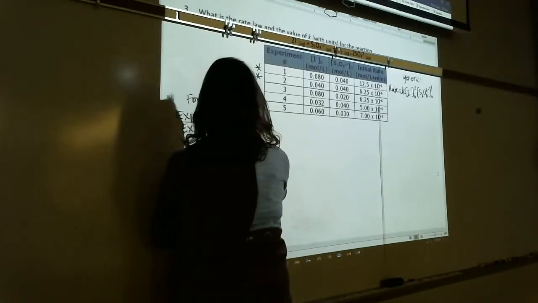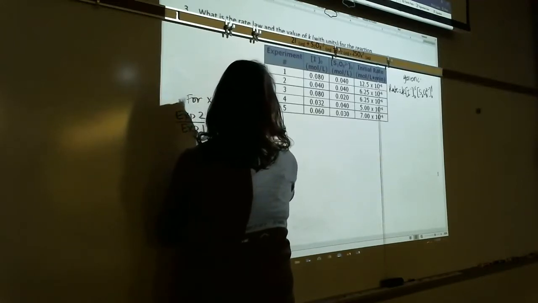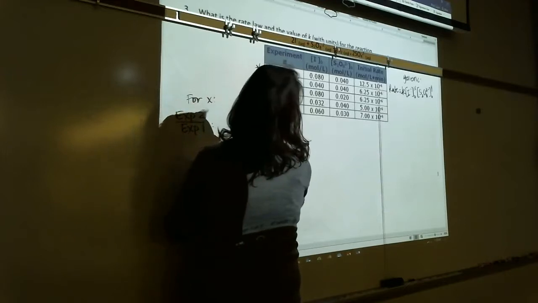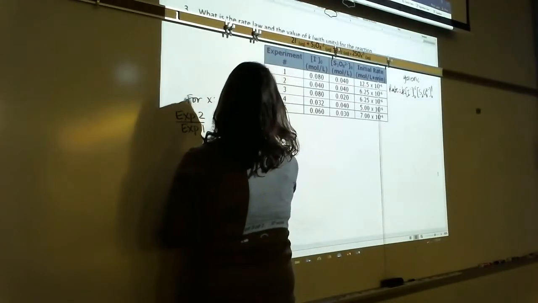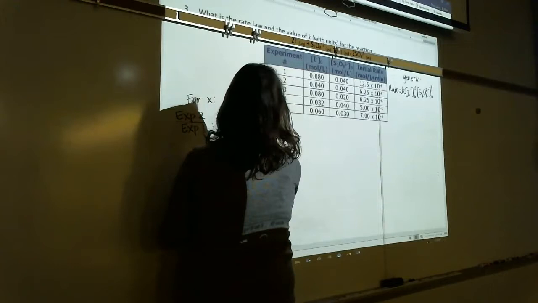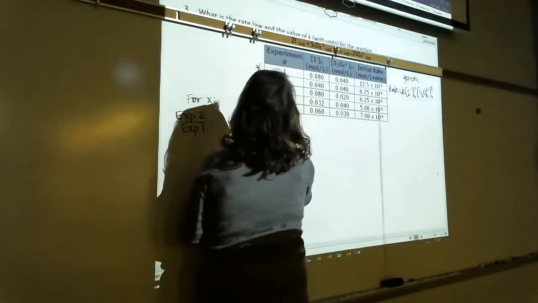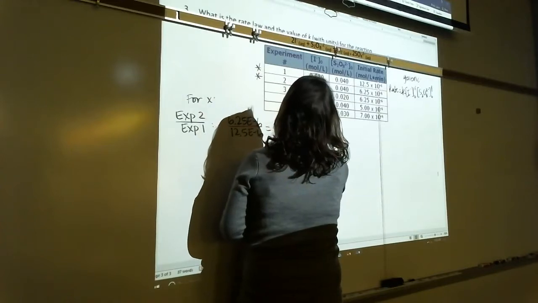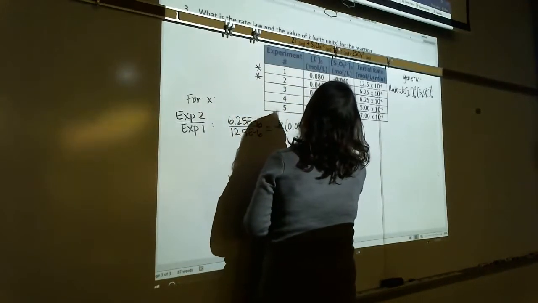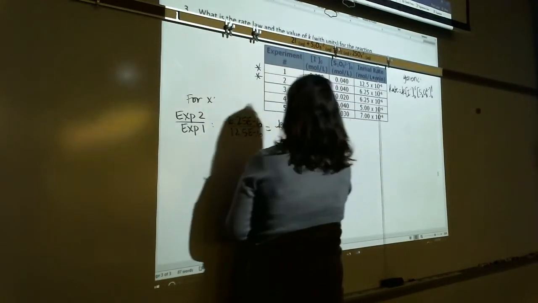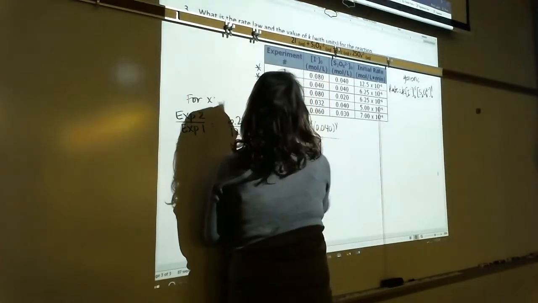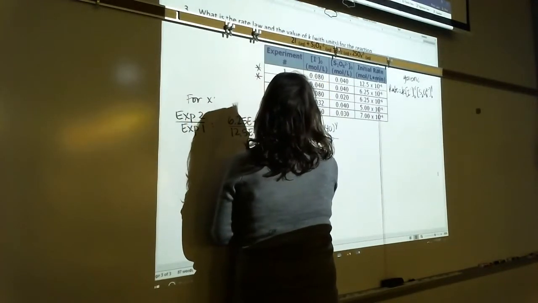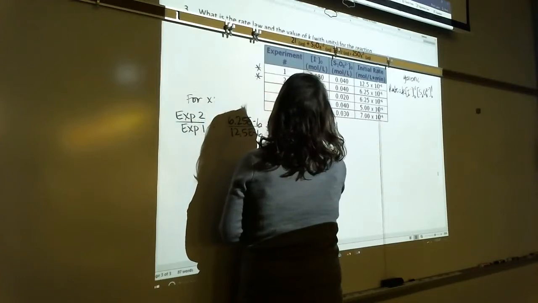So 6.25 times 10 to the negative 6th over 12.5 times 10 to the negative 6 is equal to K for trial 2, 0.040 to the X, 0.040 to the Y. Okay, now we're doing it this way with a larger number on bottom.